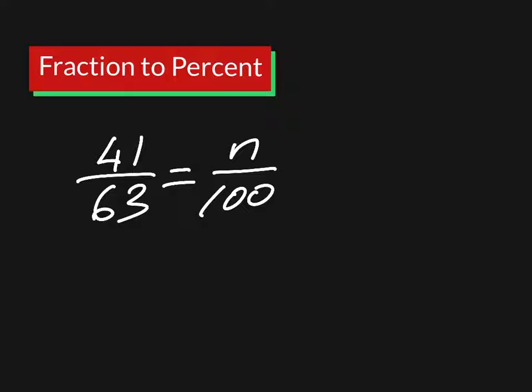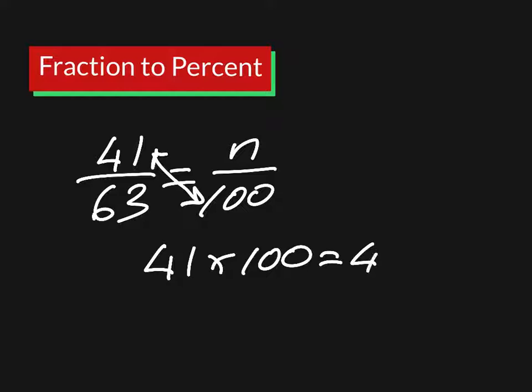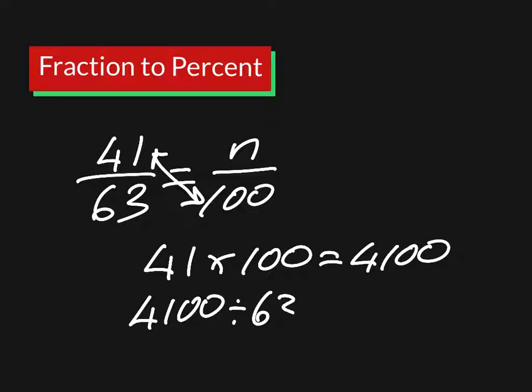Okay, so we're going to cross multiply 41 times 100. And that's 4,100. And now we're going to divide 4,100 by 63. And if you work it out on paper or you use your calculator, you'll find that's 65.